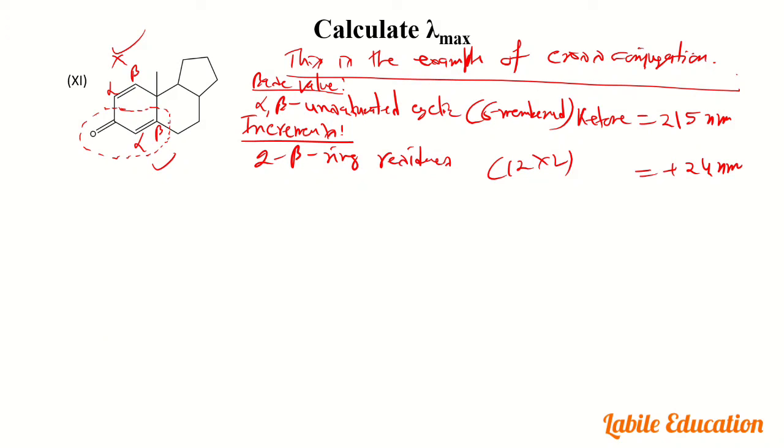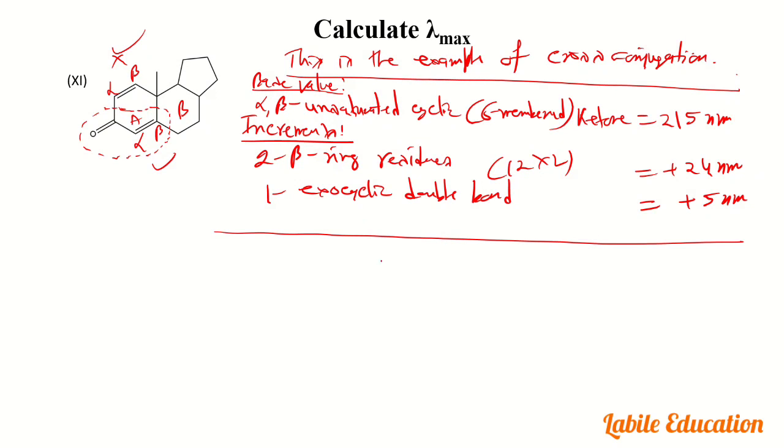And is there anything else? Yes, you can see this is cyclic, so this is A ring, suppose that this is B ring, and this double bond is exocyclic to the B ring. So one exocyclic double bond will contribute 5 nanometer. Is there anything else? I don't think so, because the other rings and the third ring will not contribute their alkyl groups, since these are not part of the conjugated system. So we will add only the values of those which are part of the conjugated system.